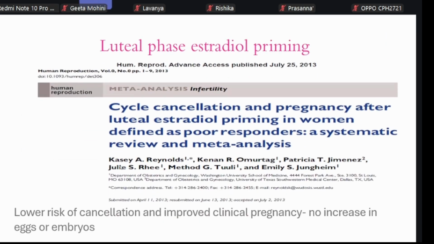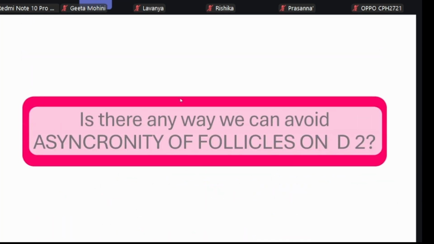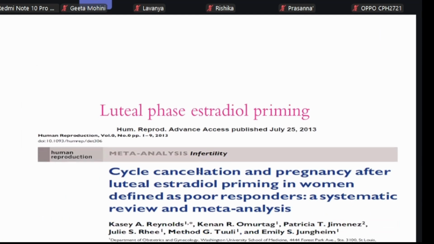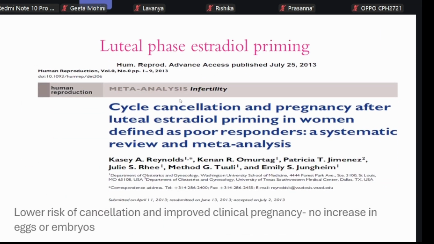Is there any way we can avoid asynchrony of follicles on day 2? As I already told, we can do luteal phase estradiol priming, that is from day 21 of the previous cycle. We can start low dose estradiol 2 mg BD from day 20 till day 1 of the cycle, so that we can see a synchronous cohort on day 1 or day 2 of the cycle. Take screenshots, we can read and discuss.